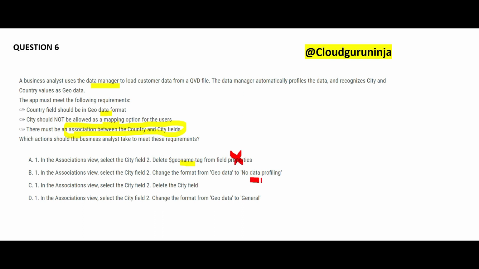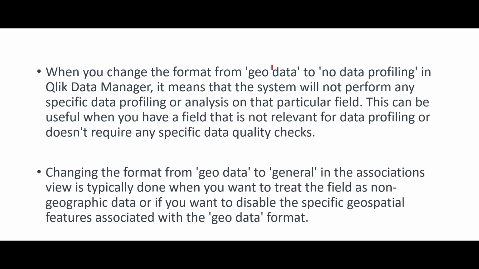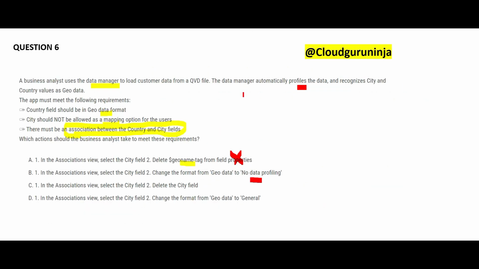Now B says that we will change the geodata to no data profiling. Profiling is already done. Changing it to no data profiling means the system will not perform any data profiling or analysis on that field. But that is not the requirement. We already did profiling and we know that city and country are geodata. And it does not say that we have to stop data profiling. Now if you delete the city field, how will you maintain this association between country and fields? So this is wrong.